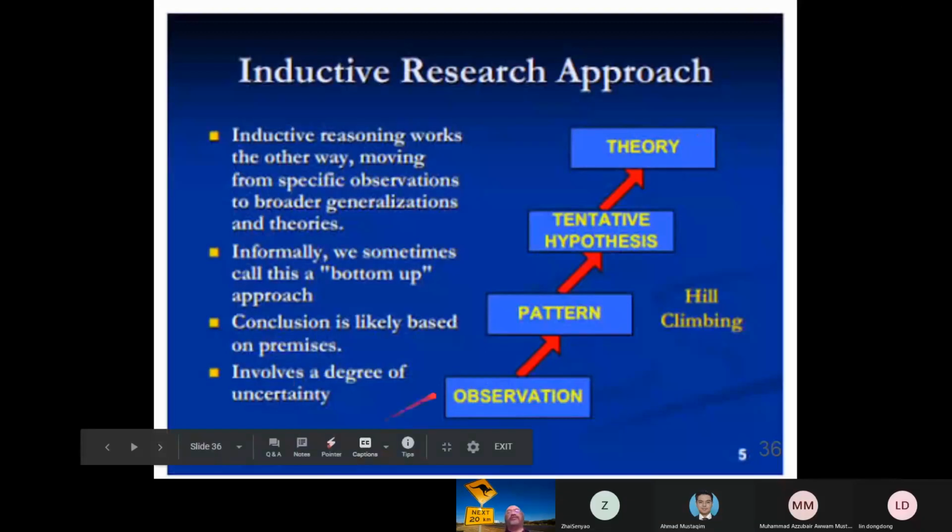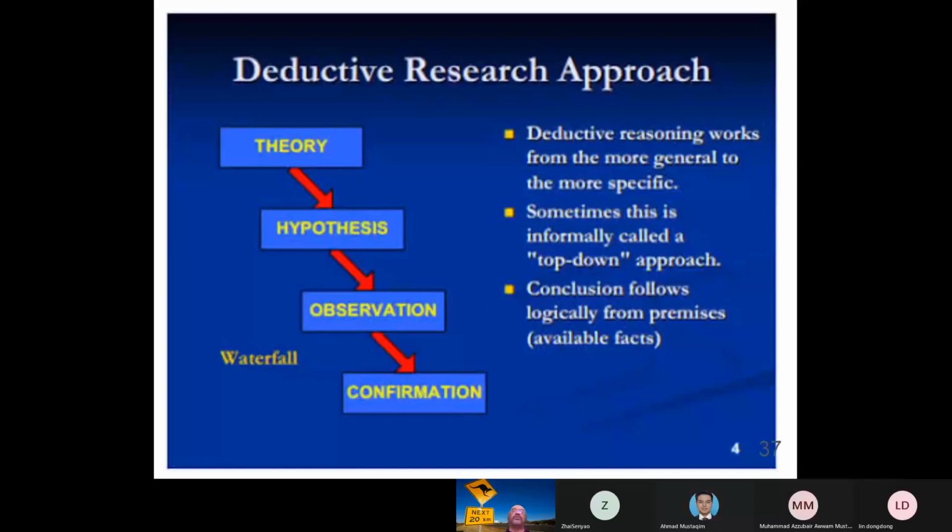First, you do your observations. That means you collect your data, and from the data, you try to look for patterns. So you categorize the data, and after that, you look for themes, and after that, you can see the patterns. From there, you can build a tentative hypothesis, and from there, it becomes a theory. So this is qualitative. What about the quantitative one? The quantitative one is the other way around.